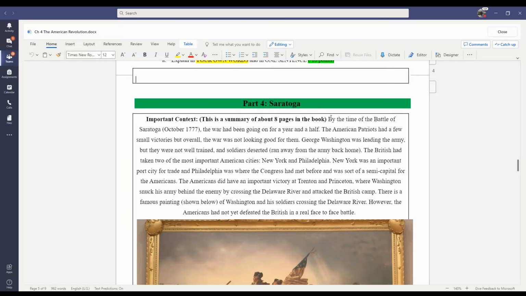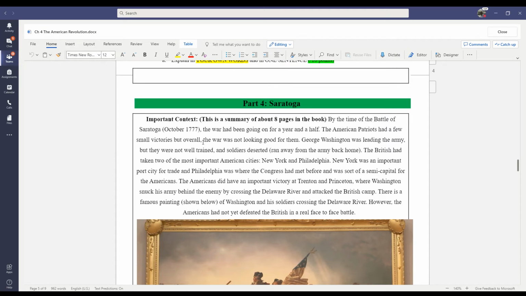By the time of the Battle of Saratoga, October 1777, the war had been going on for a year and a half. The American Patriots had a few small victories, but overall the war was not looking good for them. George Washington was leading the army, but they were not well trained and soldiers deserted, meaning they ran away from the army back home. The British had taken 2 of the most important American cities, New York and Philadelphia.